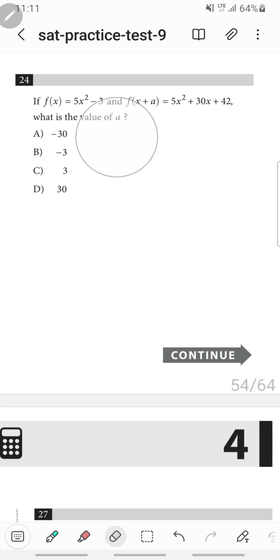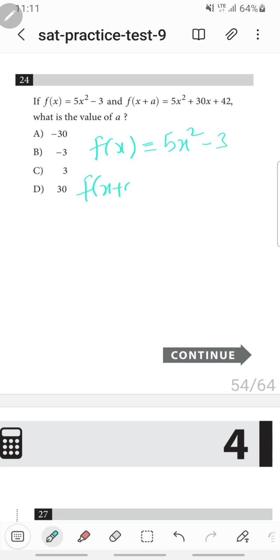So we have a function problem here, and our f of x is given to be 5x squared minus 3. Then our f of x plus a is 5x squared plus 30x plus 42. To solve this, where I have x here, x will be equal to x plus a.